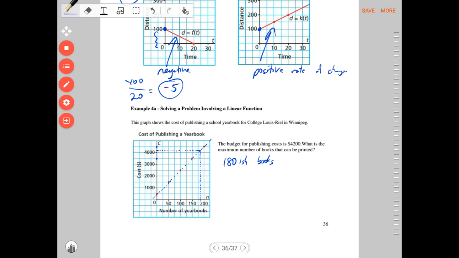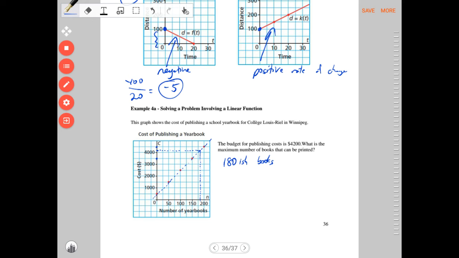Now, again, ish is never a good word in a math class, but that's as close as we can get using a graph like this. So 180, 185, 190 is probably, no, you can get closer than that. But 180, 185 books, that's close.